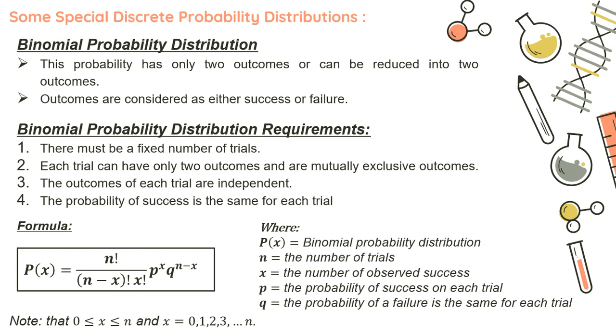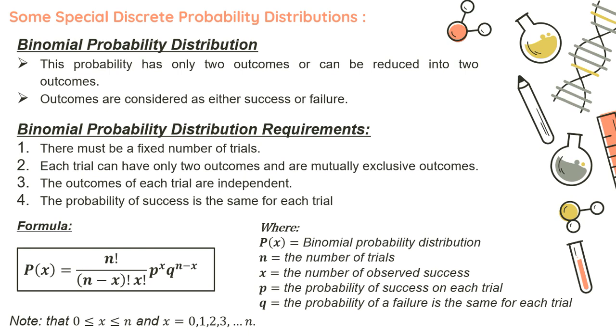This probability has only two outcomes. Meron lang daw siyang dalawang outcome, or it can be reduced into two outcomes. Outcomes are considered dalawa lang po, either success or failure. Okay. So, binomial probability distribution requirements.